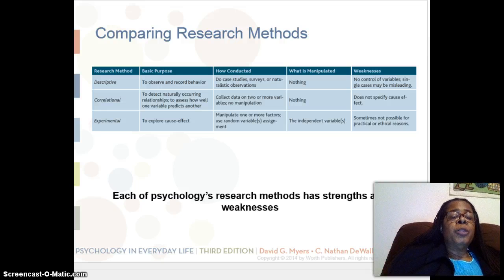And with the experimental method, although we're able to talk about cause and effect because we can manipulate variables, there are some variables that it would be unethical for us to explore in an experiment. So we don't get to explore every single variable that there is. We're constrained by ethics.